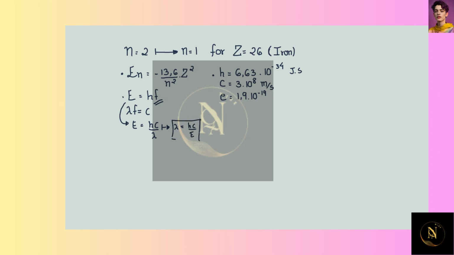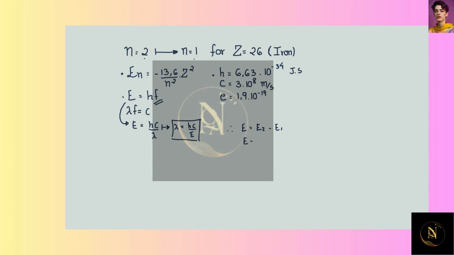So, h is a constant, c is a constant, and all we have to do now is calculate the energy of that photon. The energy of that photon is equal to the difference between the energy of the shell n equals 2 and the shell n equals 1. So we can do it as follows. E equals E2 minus E1.